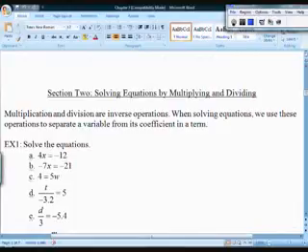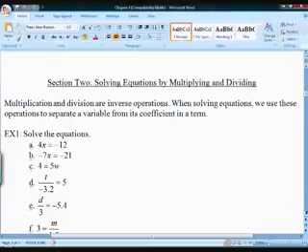Here we go, section 2. Solving equations by multiplying and dividing. If you understood yesterday's lesson, it should be equally as easy. It says multiplication and division are inverse operations. When solving equations, we use these operations to separate a variable from its coefficient in a term. If you have something connected to a variable, look at our examples down here.